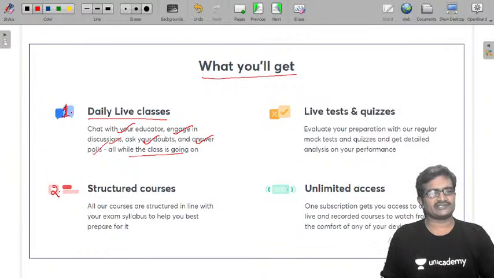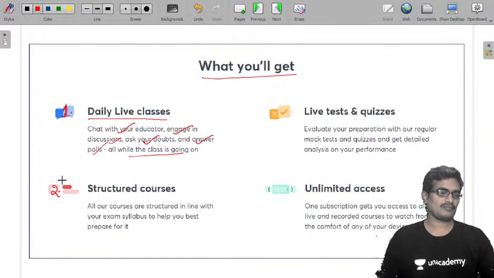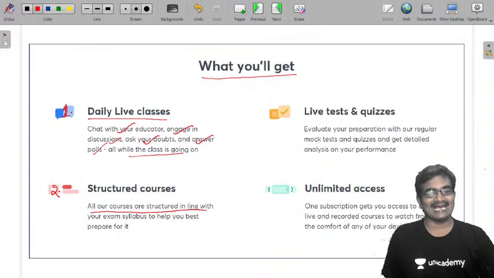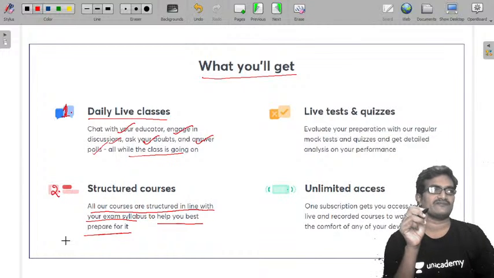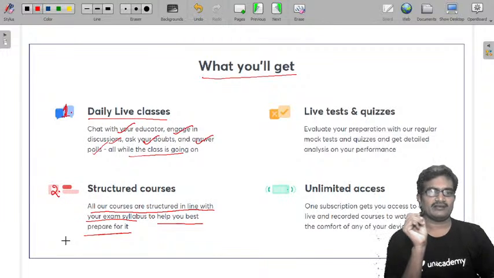Next, structured courses. All your courses are structured in line with your exam syllabus to help you best prepare for it. For the best preparation, first you should know what to prepare first and what next. That sequence is very important. Here you are going to get the exam syllabus structured in a proper order.